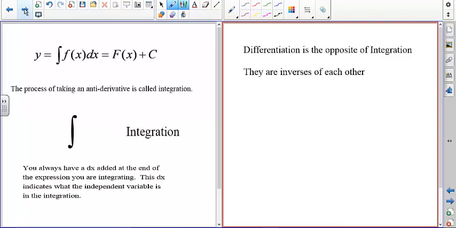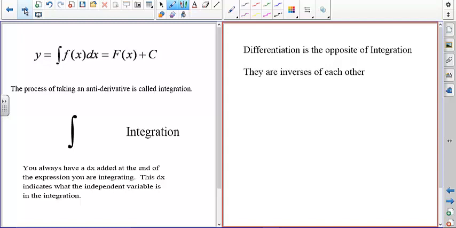Okay, we already talked about that. So differentiation is basically the opposite of integration. They're kind of like inverses of each other, like the natural log and e to the x are inverses of each other, or the other inverse things. The sine is the inverse of the inverse sine.